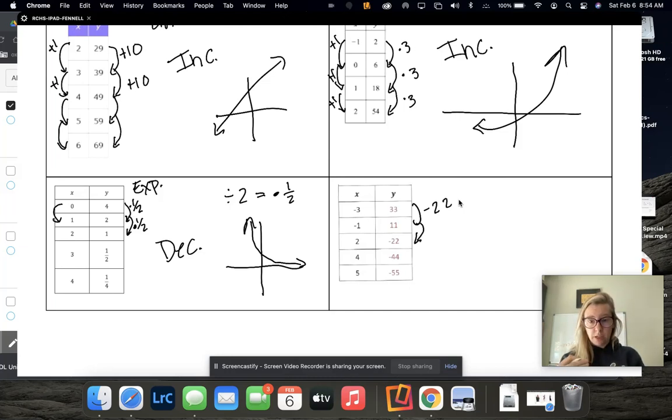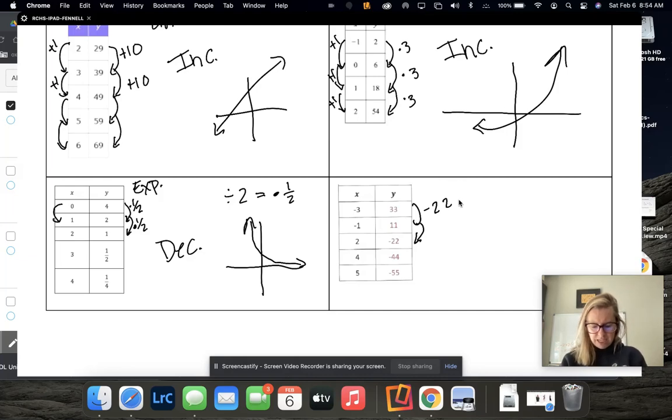Or we could divide by 3, right? So either we're dividing by 3, which is the same as multiplying by 1/2, or we're subtracting 22. So let's look at that. And then to go from 11 to -22, that would be different. That would be subtracting 33.